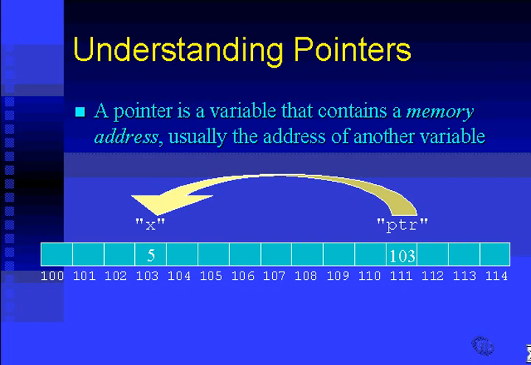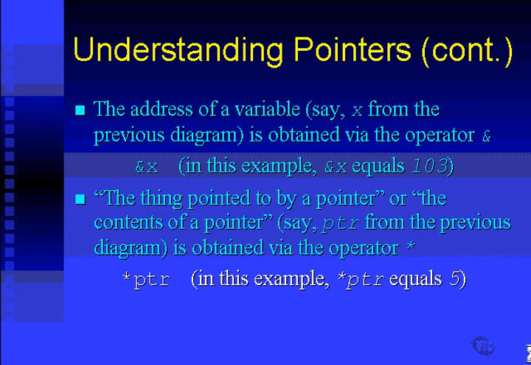In other words, you can get at the value of the thing that PTR points to, in other words, 5 in this example, by using the asterisk. I'll show that to you again. Asterisk PTR equals 5. Don't worry, I'm going to consolidate this for you by showing you some proper code examples shortly.